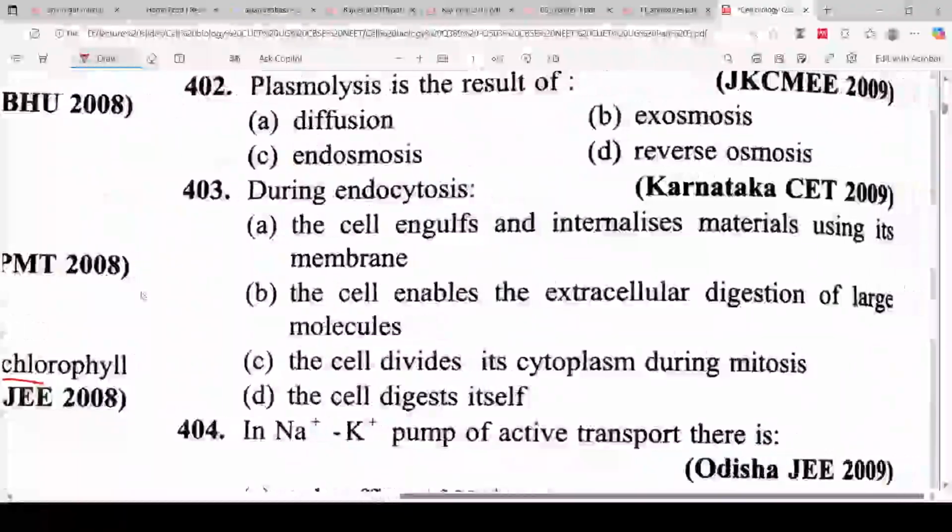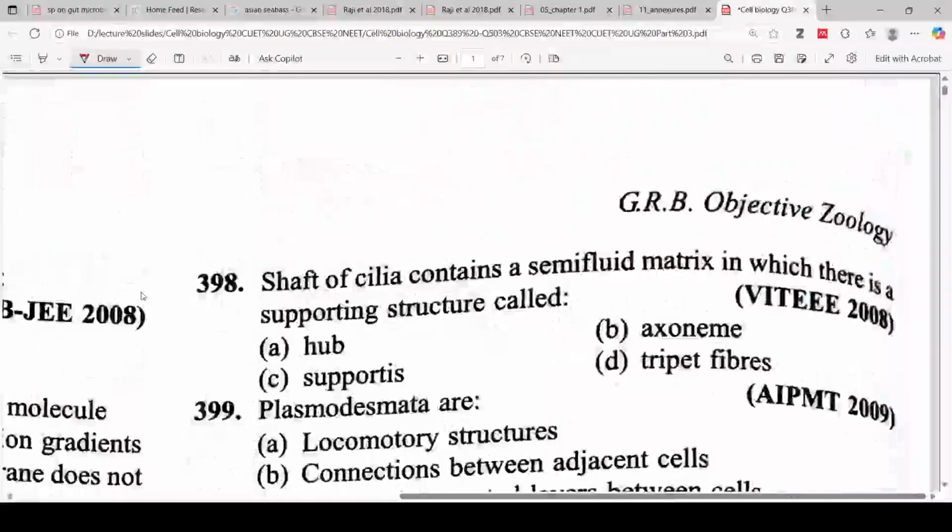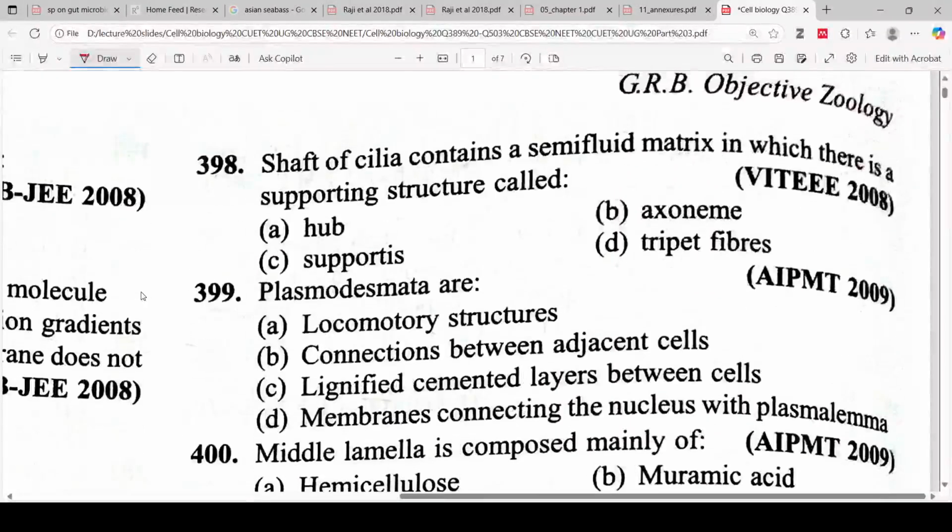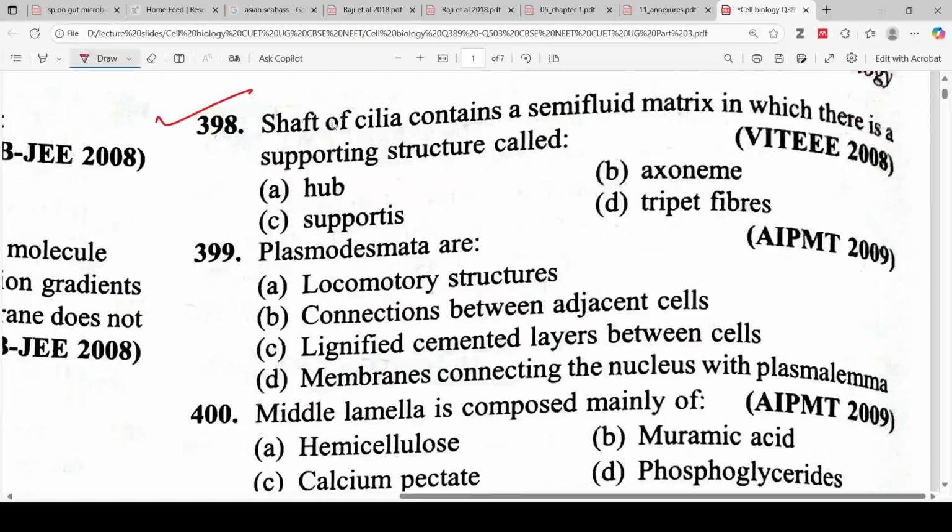Next question, question number 398. The shaft of cilia contains a semi-fluid matrix in which there is a supporting structure called hub, supports, axoneme, or triplet fiber. So the correct answer will be option B. Axoneme will be the correct answer.